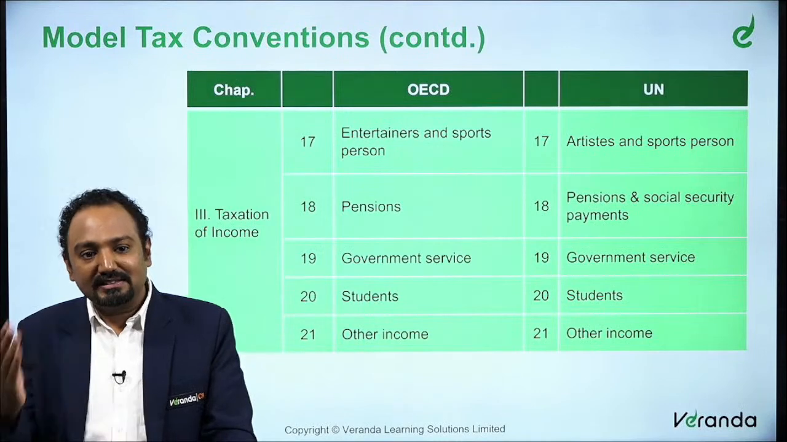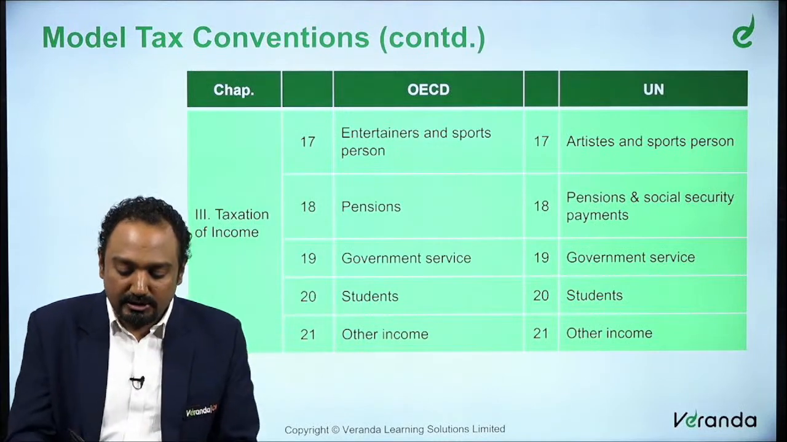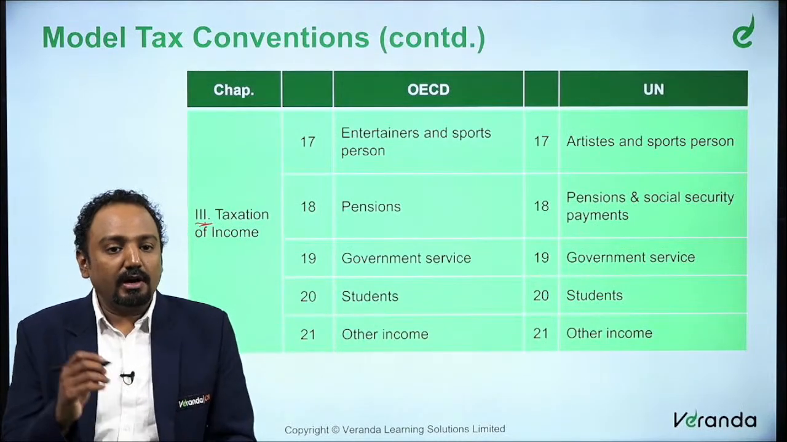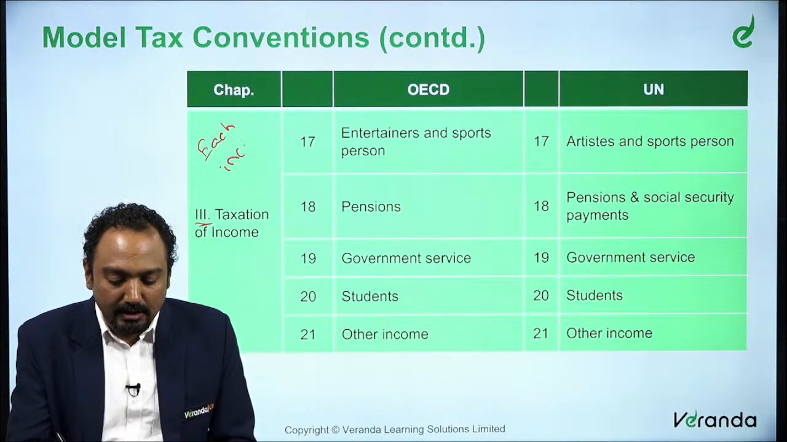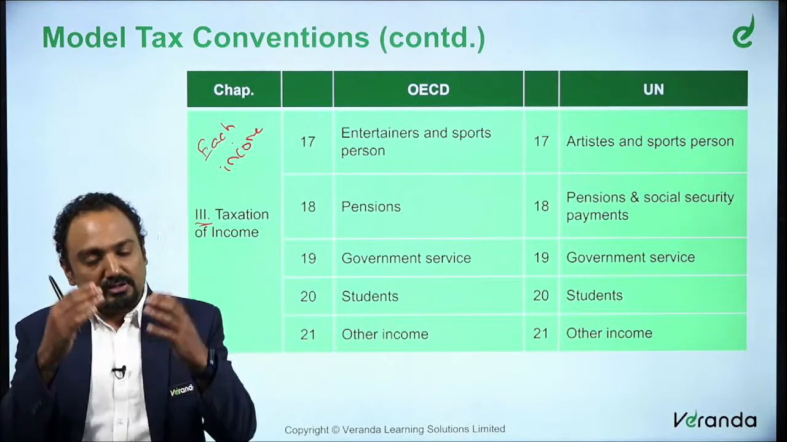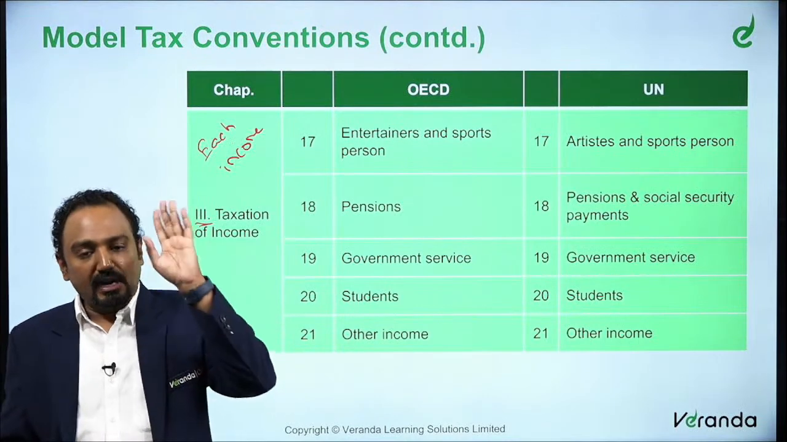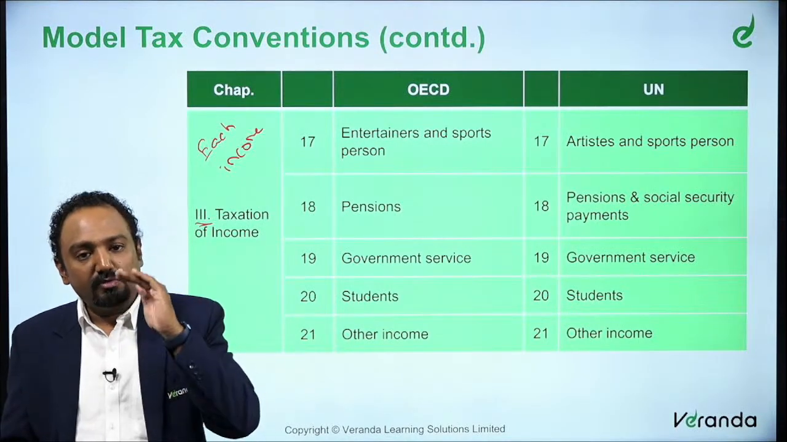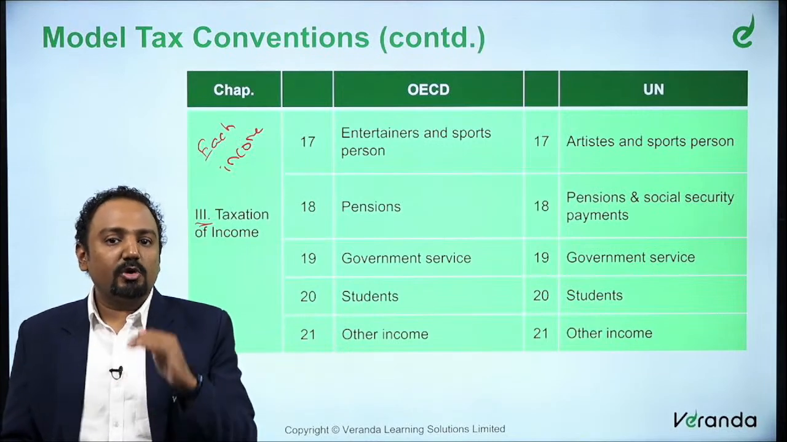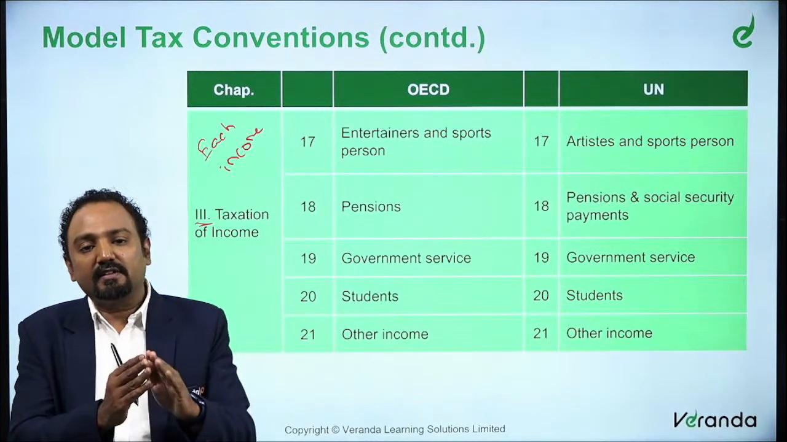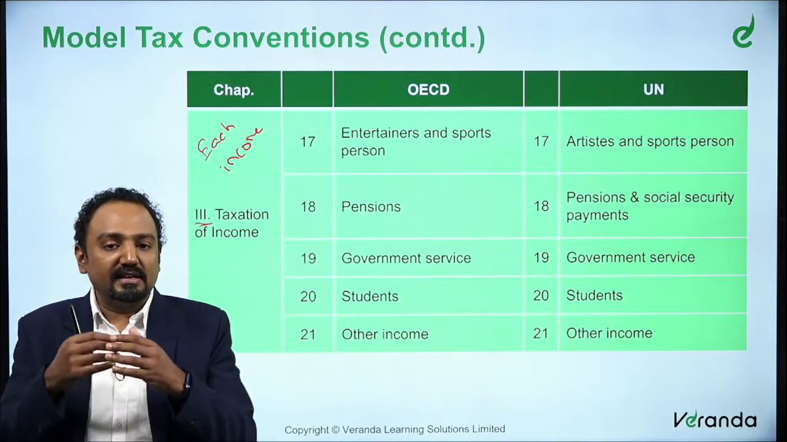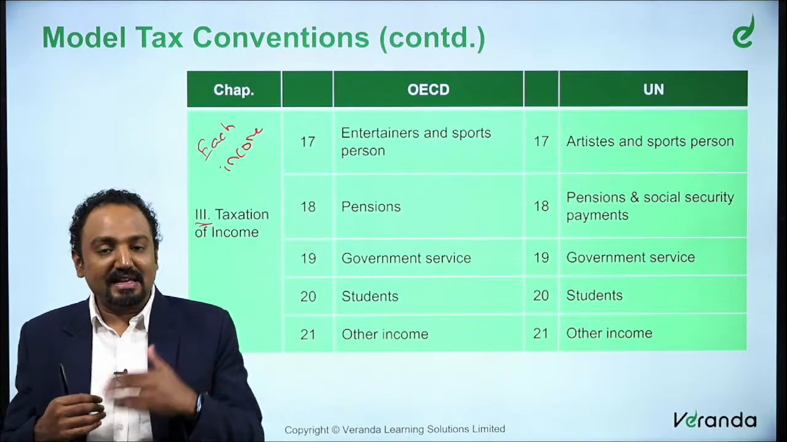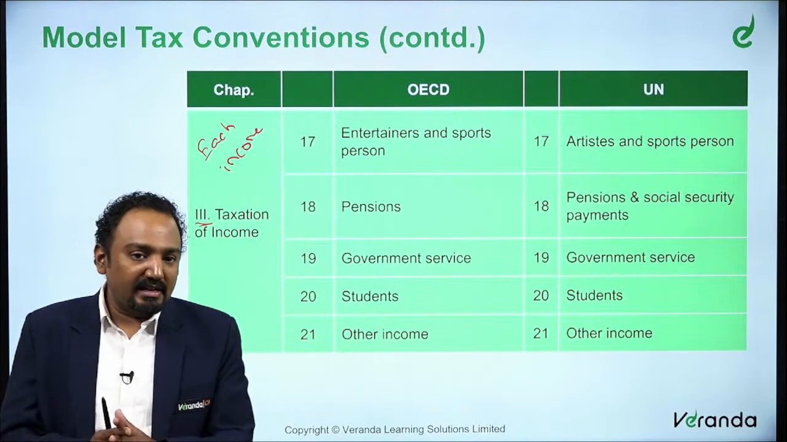Next one is Article 17. We are still continuing with Chapter 3 itself. So what did we say? For each income there will be a separate article. So that's what we have been seeing from Article 6. Starting from business, we have been seeing one article at a time to understand what income is covered here. So we saw Article 16 is for directors' fees, the income that a director receives as director fees.